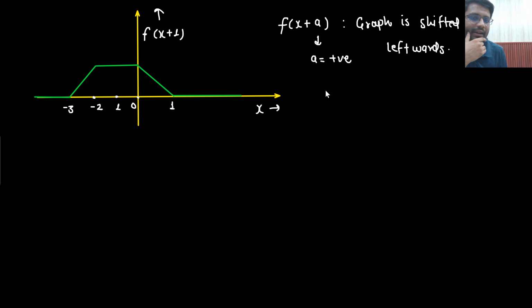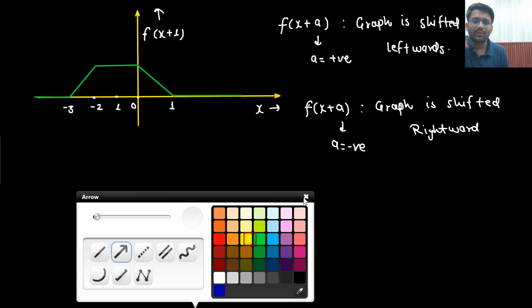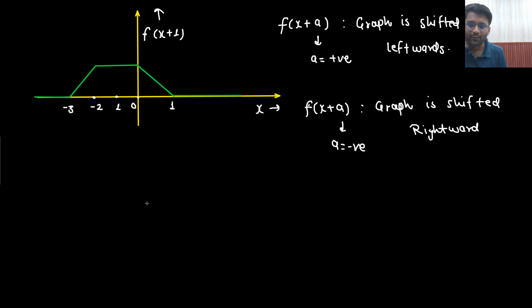then what will happen? If a is negative in f of x plus a, the graph will be shifted towards the right hand side, rightward. What does that mean? Can you draw the graph of f of x plus 2 now? Not x plus 2, sorry, f of x minus 2. Can you draw the graph of f of x minus 2?